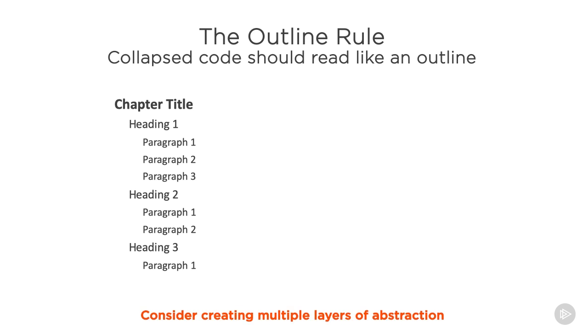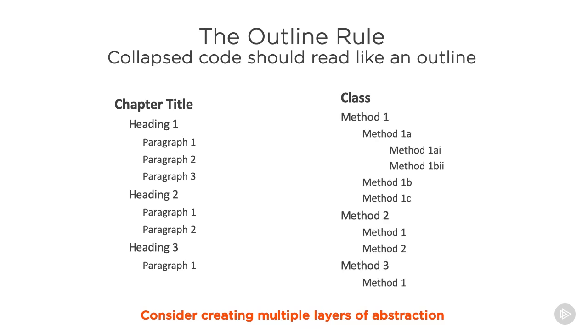See, the outline rule increases the signal to noise of our code by providing the reader with multiple layers of abstraction. These layers are provided by creating well-named methods that describe the high-level steps involved in a process. Each of these high-level methods delegate to lower-level methods that ultimately do the work.